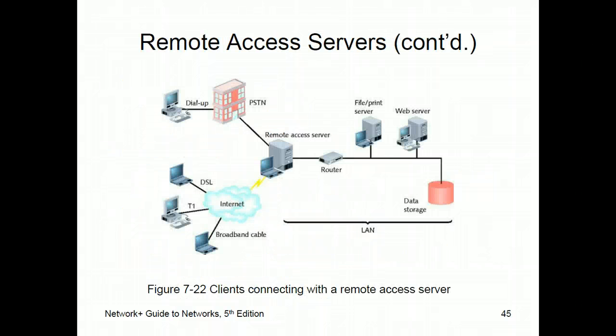So here we have clients connecting with a remote access server, could be anywhere in the world. You got DSL, you got T1, you got broadband. The guy in broadband could be at a cafe in London. The guy in T1 could be in a desert in Arizona. The DSL guy could be, I don't know, in Disney World in Florida or something. All connected to the same location, same building, okay?